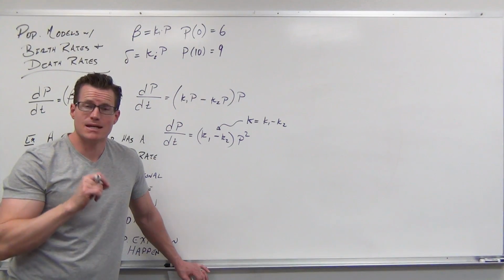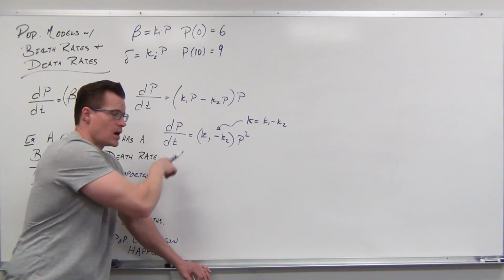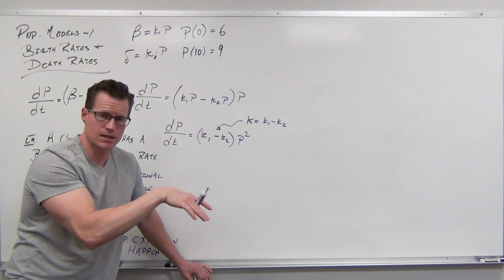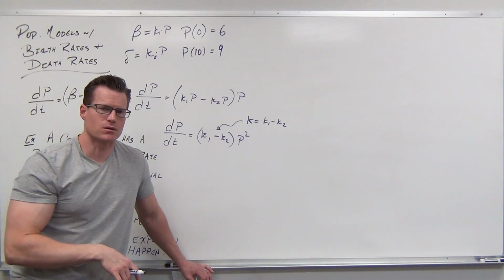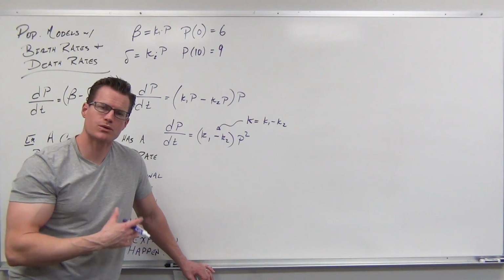If that k is negative, then this would decline and always decline. It would go to 0. That would be an extinction event. And so we'll see that right now.